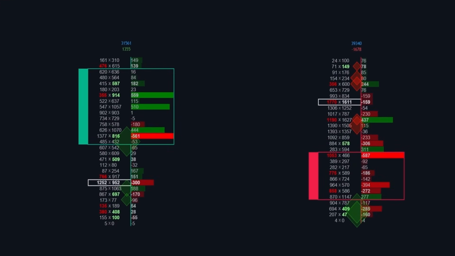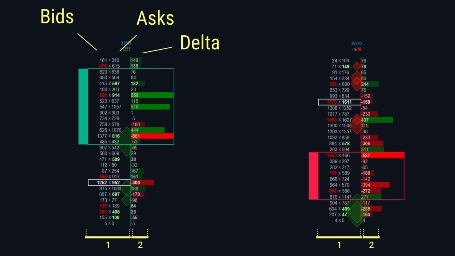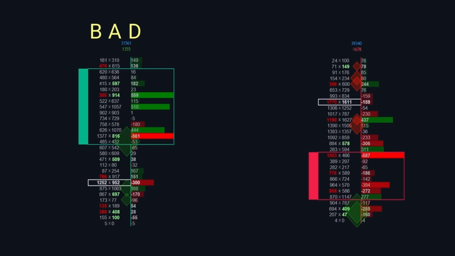The main column shows bids and asks. The smaller one shows delta. Can't remember what's what? Here's a trick that always works. Bad. Bids, asks, delta. Left to right. That's the right order. Now, let's talk about entry conditions.